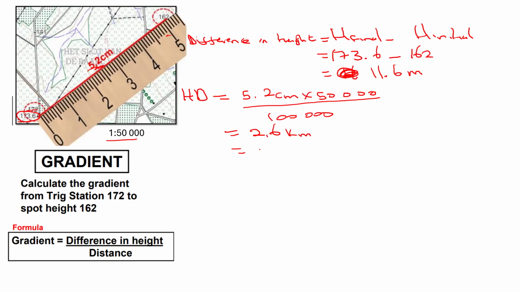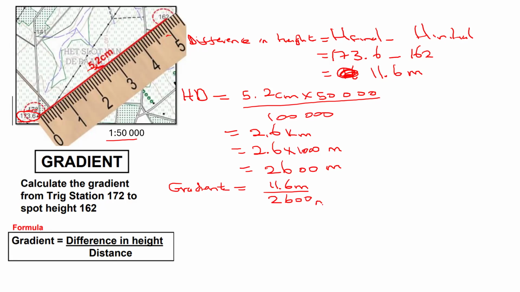And then you already know what is expected of me. I say 2.6 multiplied by 1,000 meters. Then I will get 2,600 meters. That will be my horizontal distance. And now I can apply the formula of the gradient. My gradient is the difference in height, 11.6 meters, divided by our horizontal distance, which is 2,600 meters.